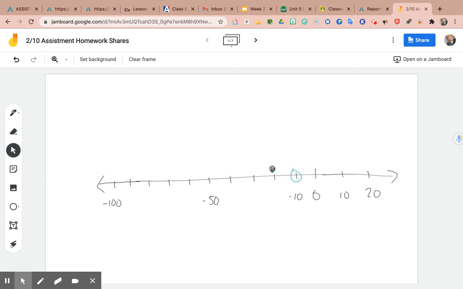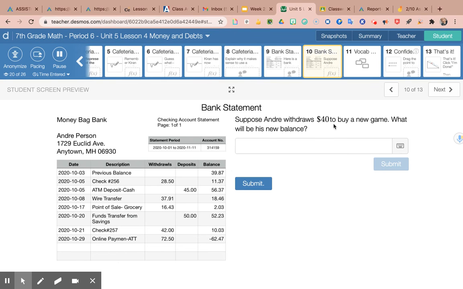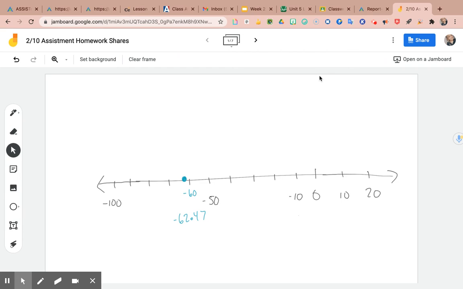So this is 10, 20, 30, 40, 50. So here's 60. And so 62 would be maybe like right here. So let's say that's negative $62.47. And it told me that he's going to withdraw $40. So he's going to take more money out. So he's withdrawing. So he's going to subtract or take away $40 more. So I'm going to have to go left $40. So he's taking away $40 more.